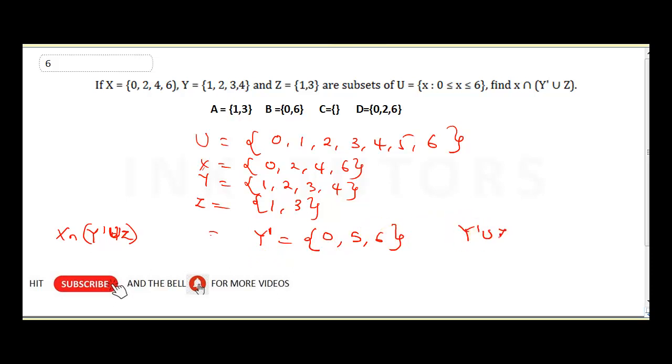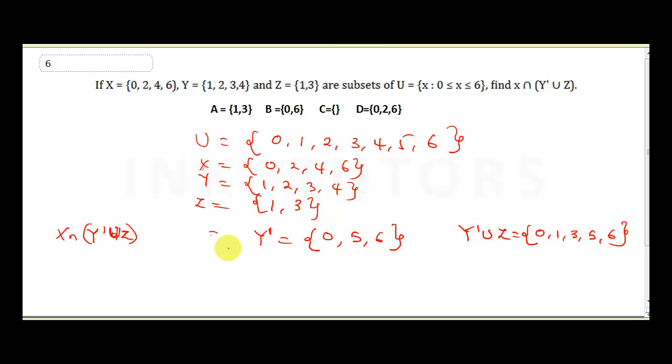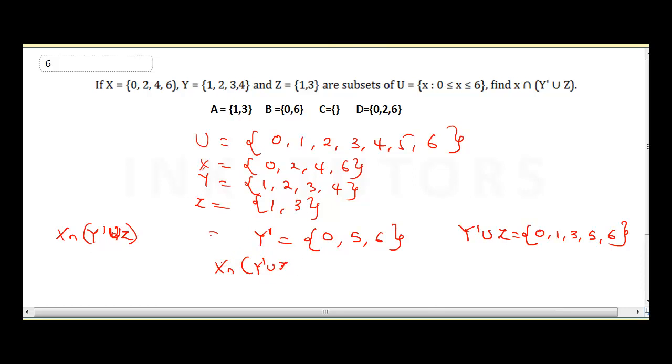So Y complement union Z is going to give us, I think I'll take the numbers in ascending order. That will be 0 comes first. There is 1 in Z, 3 is next, we'll have 5 next, then we'll have 6. Okay, so then finally, to get our X intersection Y complement union Z, that means we are going to be comparing Y complement union Z with X, and we're going to find the numbers that are common.